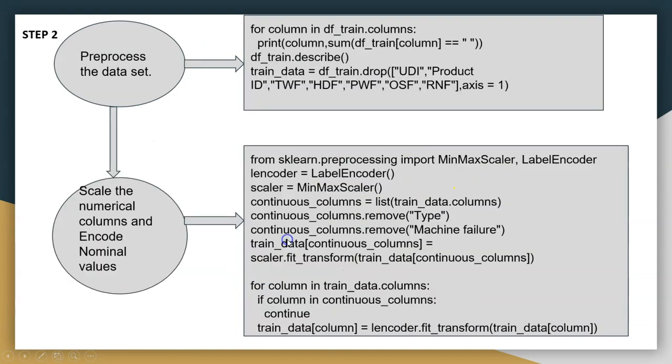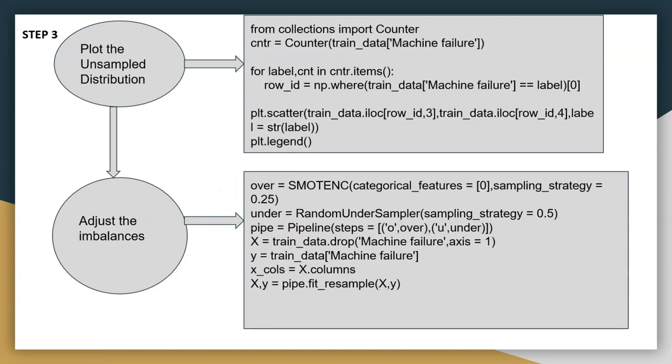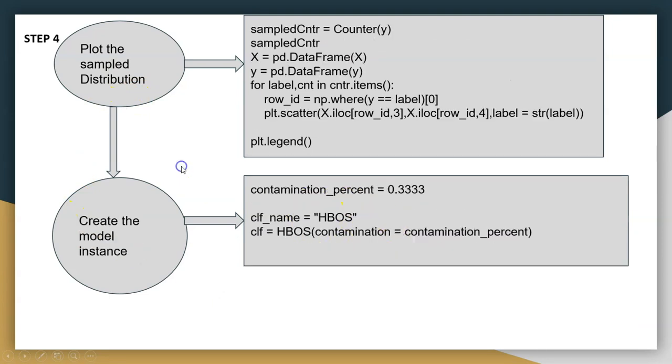We then read the data set. We pre-process the data set. We check if there are any null values. Then we scale the numerical columns using min-max scaler, and then all the non-numeric values are encoded using label encoder. These are very, very essential steps. We complete that, and then we plot the unsampled distribution. We then adjust the imbalances using SMOTE-NC and random undersampling. Then we plot the sampled distribution.